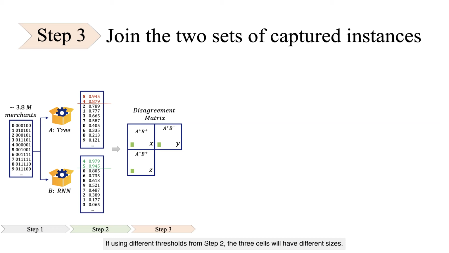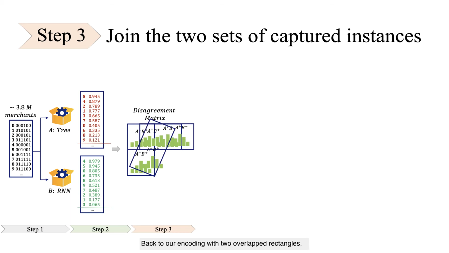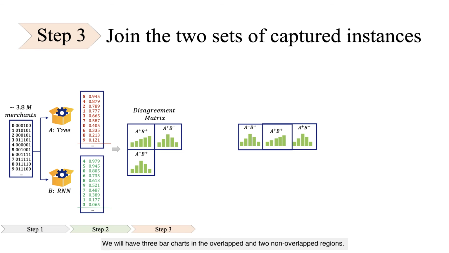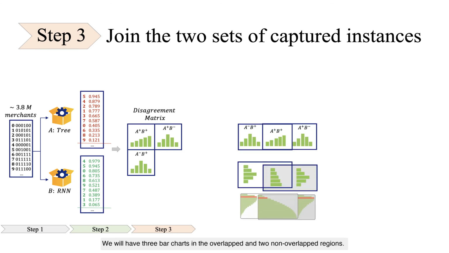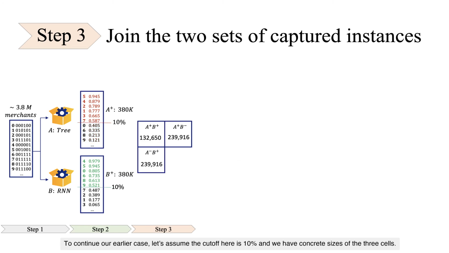If using different thresholds from step 2, the 3 cells will have different sizes. We use the 3 bar charts to denote the size of the 3 cells across all possible thresholds to provide an overview of the cell sizes. Back to our encoding with 2 overlapped rectangles, we will have 3 bar charts in the overlapped and the 2 non-overlapped regions. To continue our earlier case, let's assume the cutoff here is 10% and we have concrete sizes of the 3 cells.